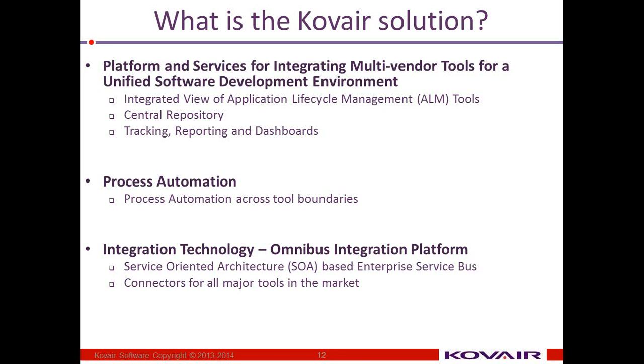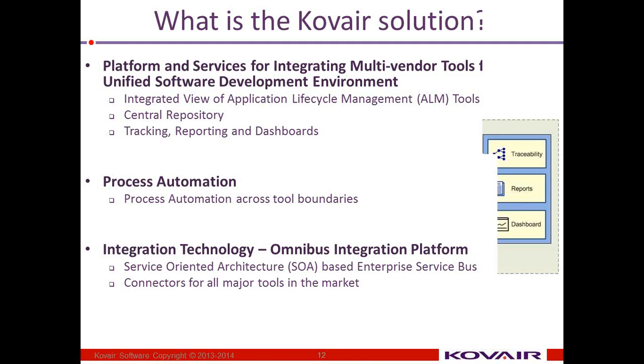Next is process automation, where Kovair allows you to define workflows between different objects, passing on from one tool to another, so a total coherent workflow for all the systems, cutting across the tool boundaries. And third is our integration technology, the Omnibus Integration Platform. This platform is completely built on service-oriented architecture, based on the ESB or Enterprise Service Bus pattern. We have connectors for all the major tools in the market, the latest connector being the one with Outlook. So let's move on to the next slide.